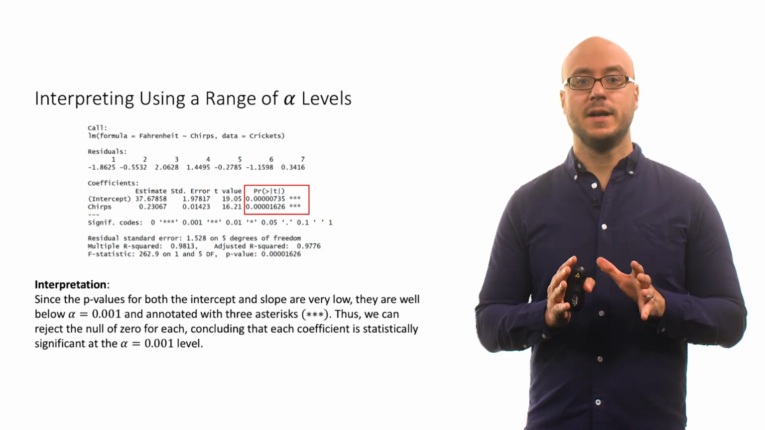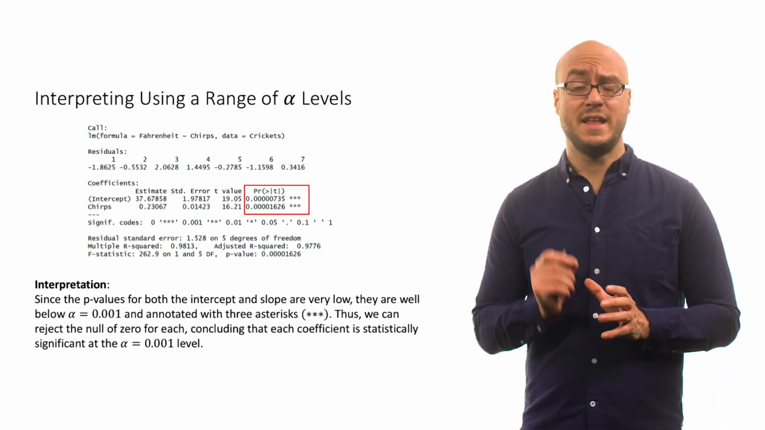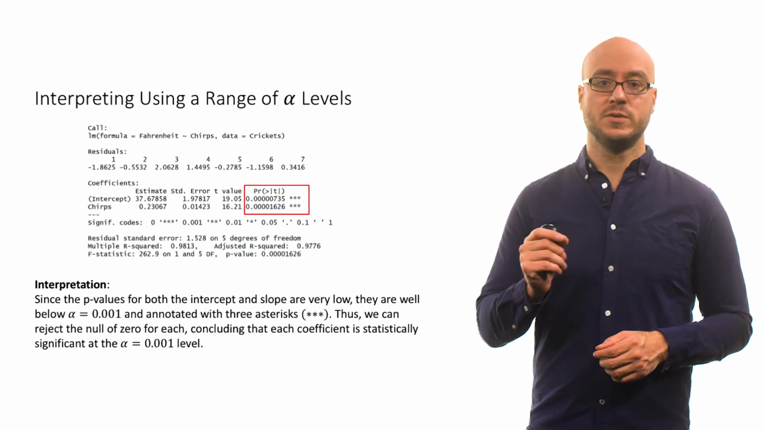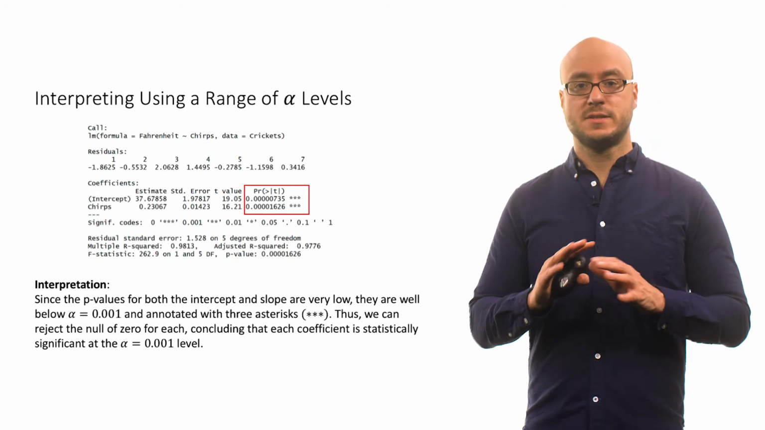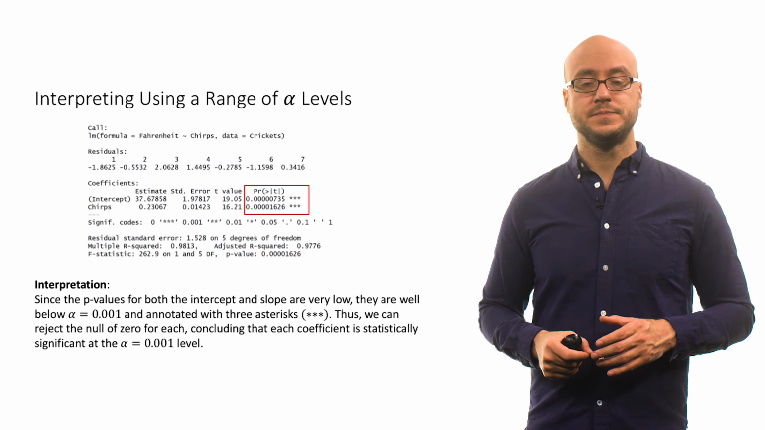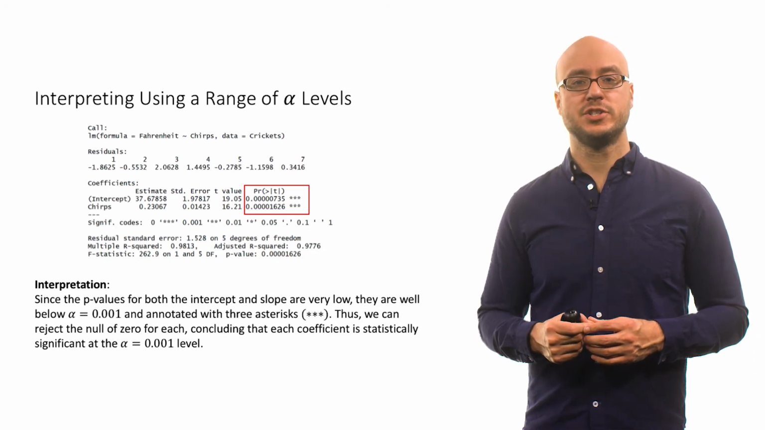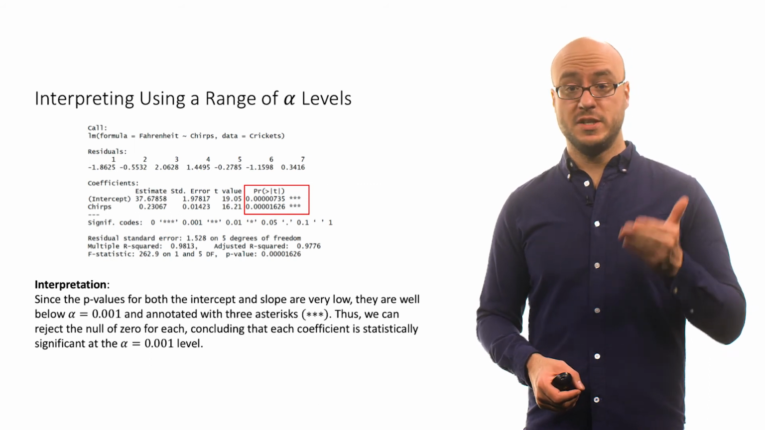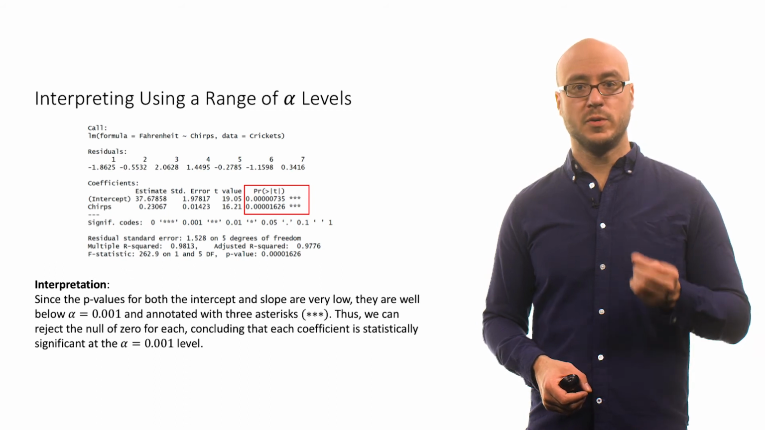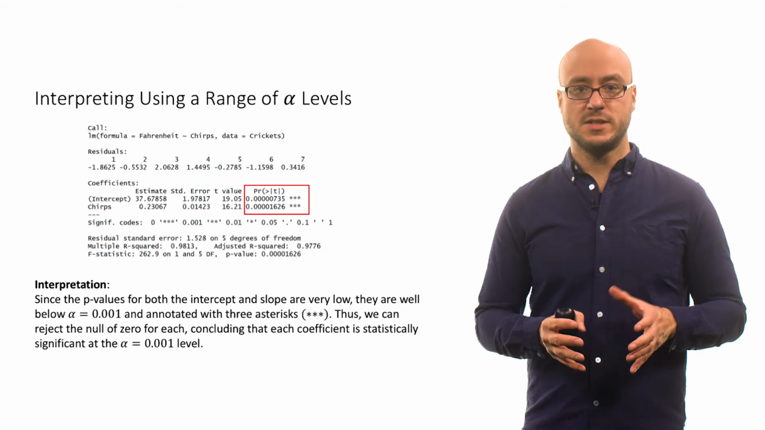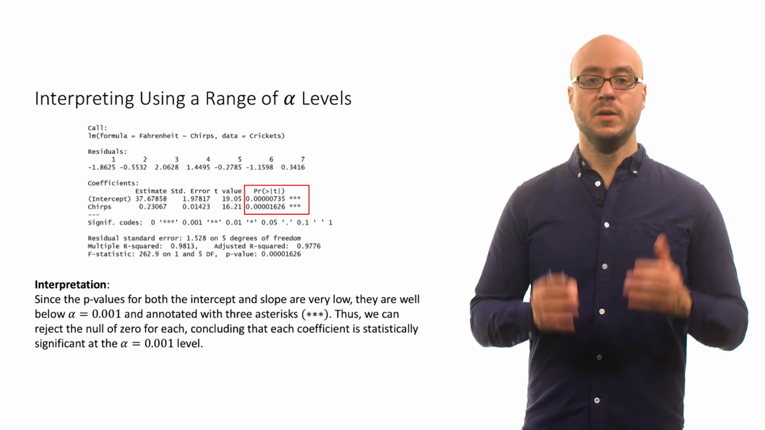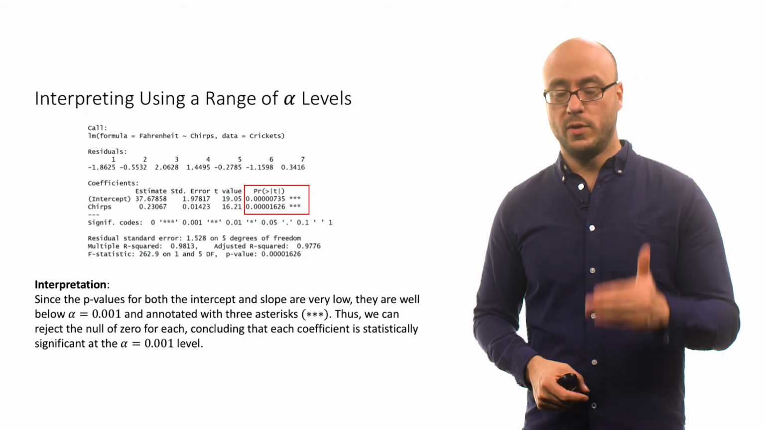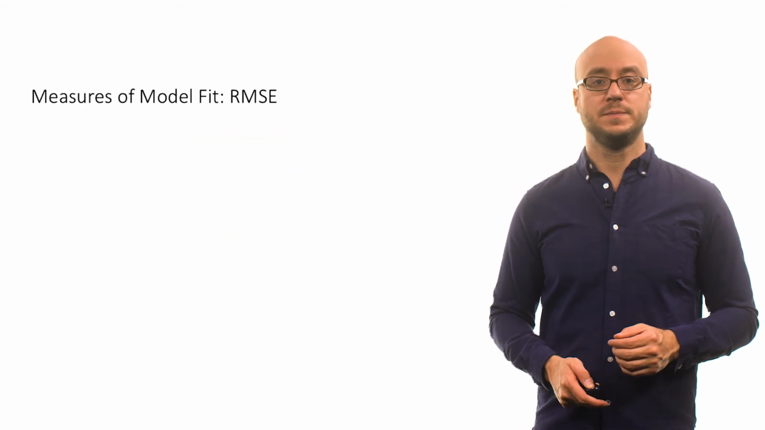Keep in mind, if a p-value is statistically significant at the alpha 0.001 level, it's also statistically significant at the 0.05 level, the 0.01 level, the 0.1 level. It's statistically significant at higher levels of alpha. So that's why we only need that one bit of annotation to make that conclusion about 0.05 as well. Meaning, since both of these coefficients are statistically significant at the alpha 0.001 level, we also know that they're statistically significant at the alpha 0.05 level, meaning we can reject the null hypothesis that the coefficients in the population are equal to 0 at the 0.05 level, but also at the 0.01 level.